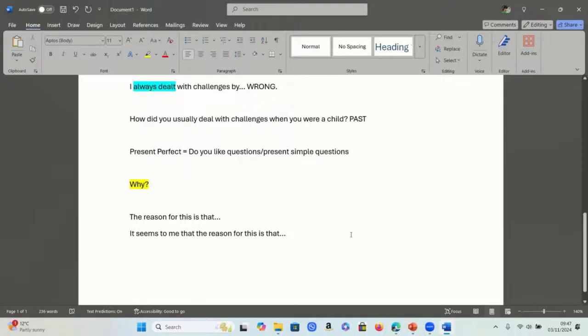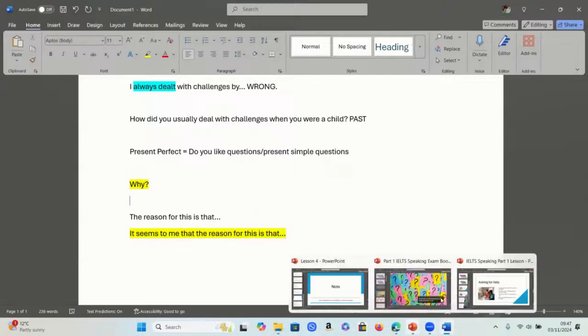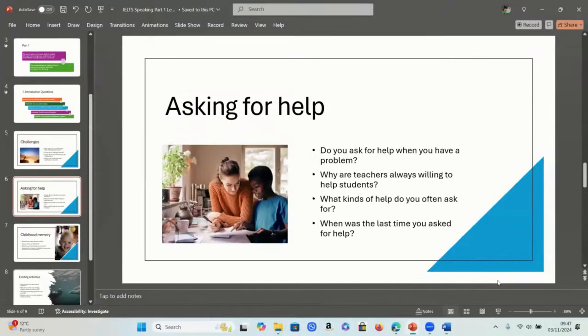The reason for this is that, it seems to me that, the reason for this is. I don't know how difficult this one is for you to say, but for me, that's really easy to say. That's very natural sounding. It seems to me that the reason for this is that. So this is what you want to do when you're looking at the part 1 questions. And we can think this way because most of these part 1 questions are fairly similar types. See if we've got any more in a moment.